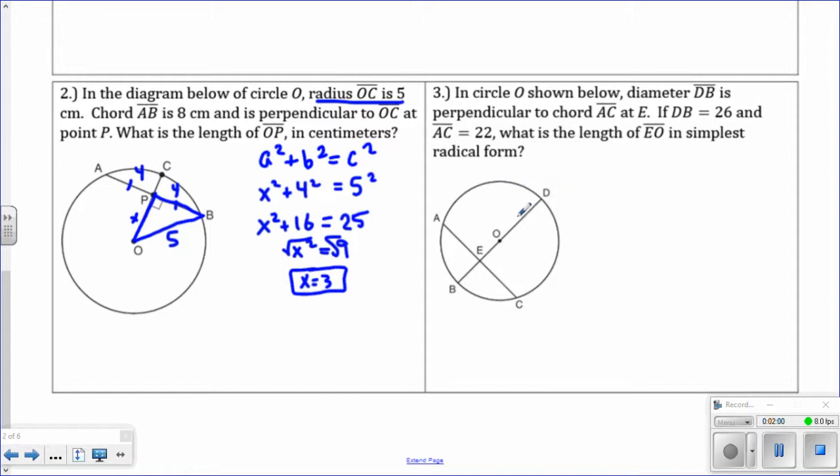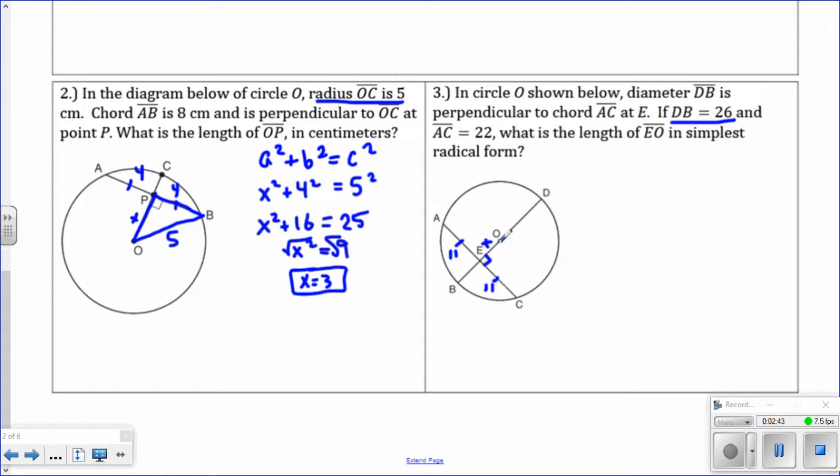Number 3, we have diameter DB is perpendicular to chord AC at E. Again, we're going to be forming a right triangle. We don't really know yet which side it's going to be on, so just put in the right angle, and we can always just add it to the other side if that's where our triangle happens to be. If DB equals 26, I'm just going to wait to label that in the diagram, and AC is 22, what is the length of EO? Let me put an X. Or in simplest radical form. Okay, so let's use the theorem. The diameter is perpendicular to chord AC, which means it splits chord AC in half. If the chord was 22, we know that it would now be 11 on each side.